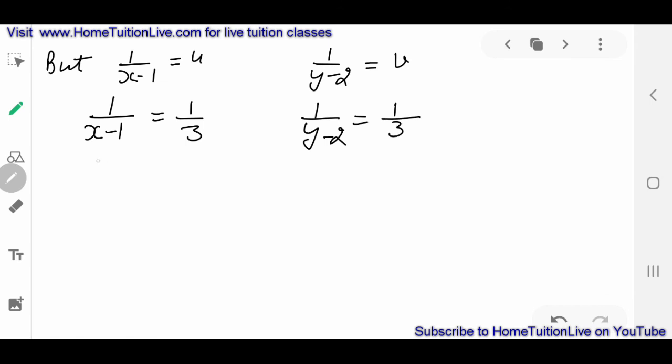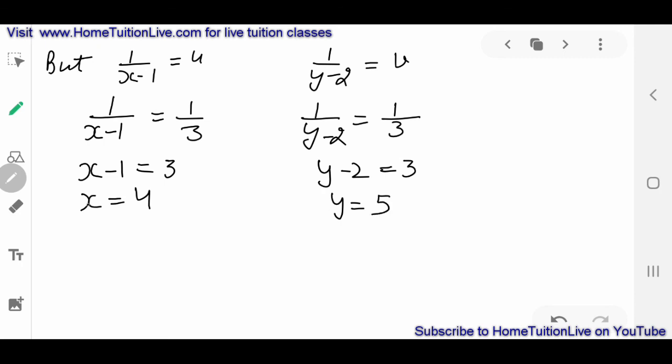Now we will solve this for the values of x and y. This is x minus 1 is equal to 3, y minus 2 is equal to 3. First we will solve this. This gives x is equal to 4 and y is equal to 5. So this is the solution for the equations.